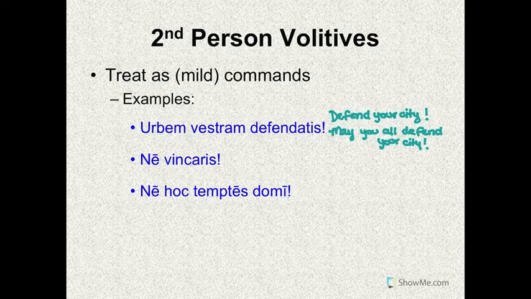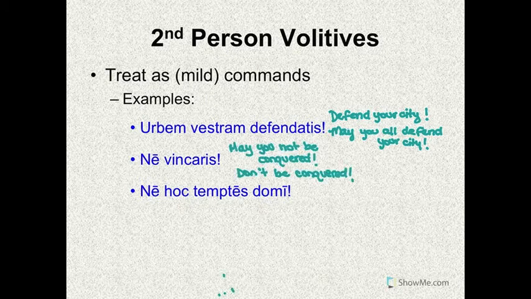What about our next example, ne vincaris? Any thoughts here? Well, we have the negative ne plus our nice present subjunctive vincaris. Some good examples for a translation might include, may you not be conquered, or don't be conquered. Notice how I'm putting multiple different translations for these sentences? That's because it's kind of up to you and your stylistic preference in combination with the context to determine the most accurate translation possible.